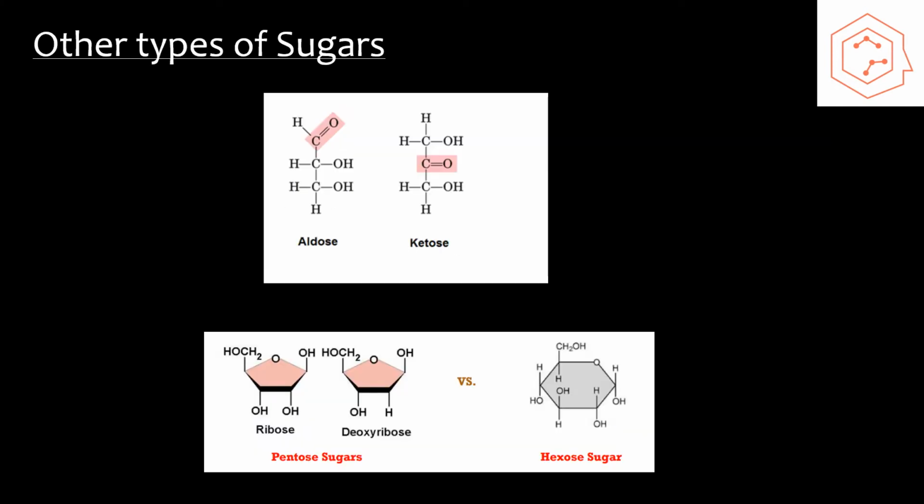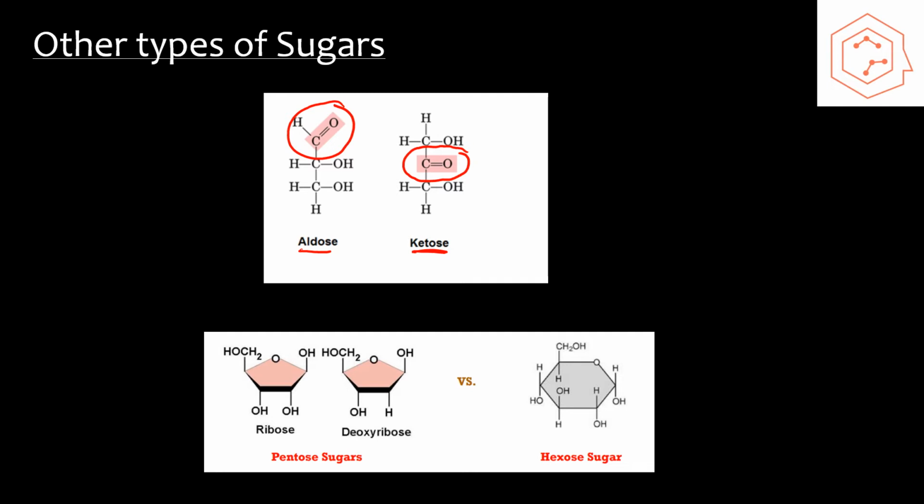There are also other types of categorizations in terms of monosaccharides. If a sugar has an aldehyde group, which means that the carbonyl C is the last one in the chain, like this over here, it is called an aldose. In this case, we see that this carbonyl group is located internally. Hence, it is a ketone group, and thus the sugar is called a ketose. So this is an aldose, and this is a ketose.